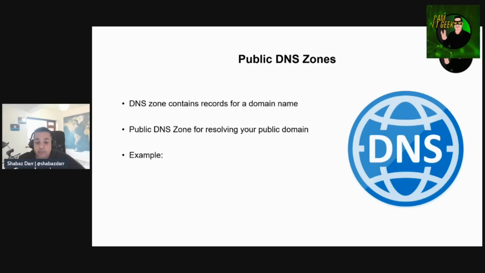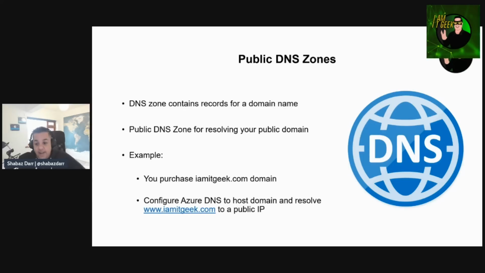Let's give you an example. If you purchase the iamitgeek domain name, please don't, it's mine, from a domain registrar, you can configure Azure DNS to host that domain and resolve to the IP address of your web server. So you configure that as your DNS to host the domain and resolve iamitgeek.com to a public IP essentially.